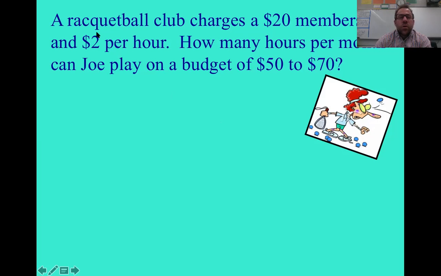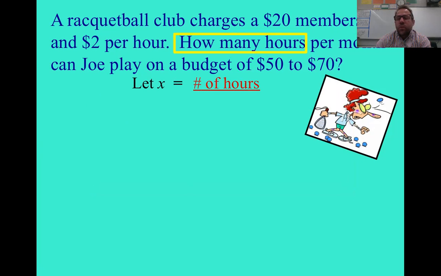Okay. So Joe, he has a membership, and his club charges a $20 membership. So that's an upfront cost, and then $2 per hour. But he has a budget of $50 to $70. So we want to figure out, how many hours a month could he play? Okay. So we're trying to figure out how many hours. So we're going to let X equal the number of hours because we don't know how many hours. We're trying to figure that out.